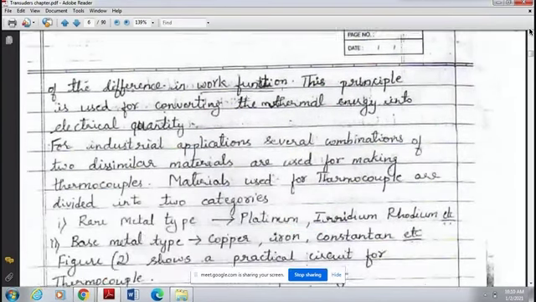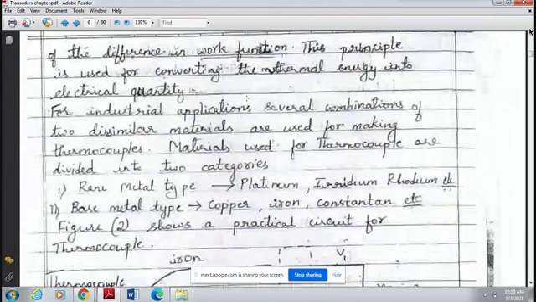So let us look into the diagram. There are different combinations of metals which can be used as thermocouples. You can't simply connect any metals as the combination. You have to select the two metals carefully. Usually the metals will be of these two types, rare metal and base metal.